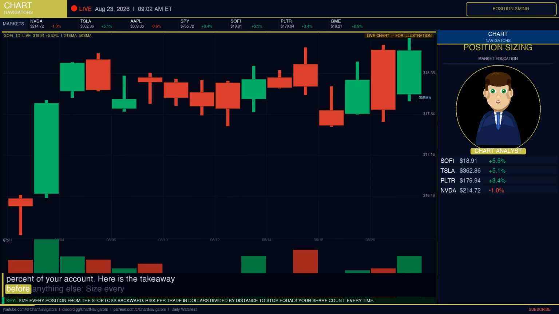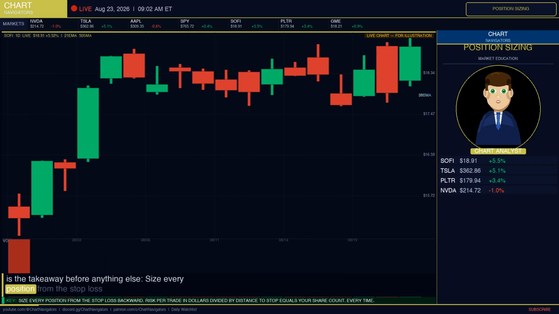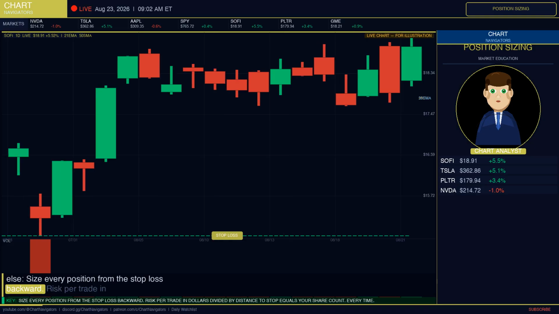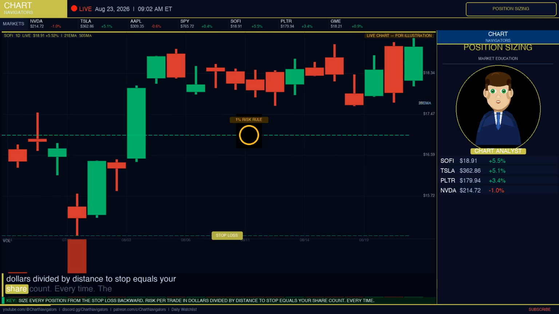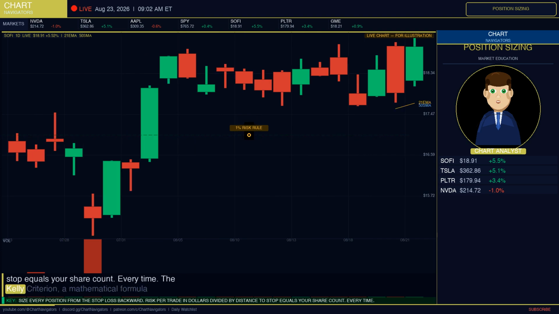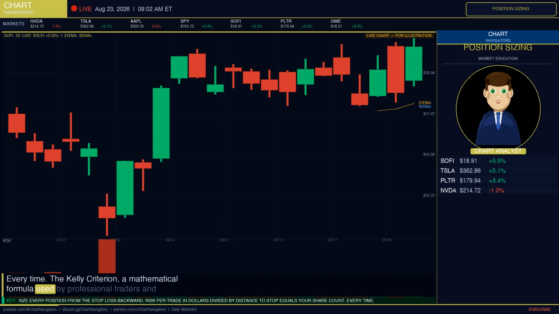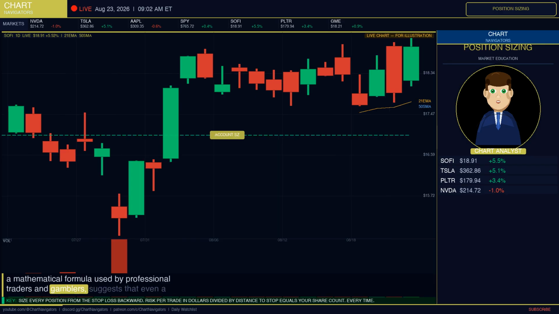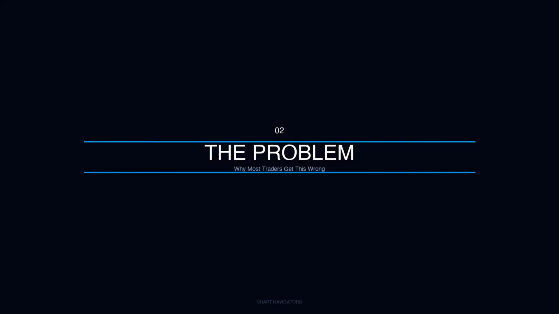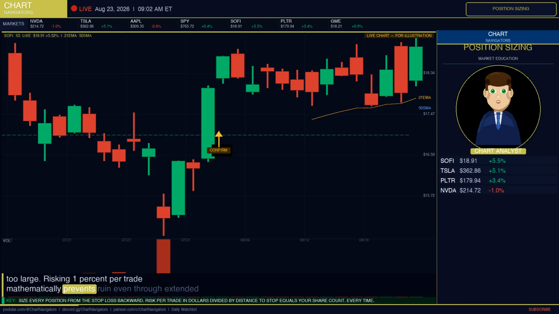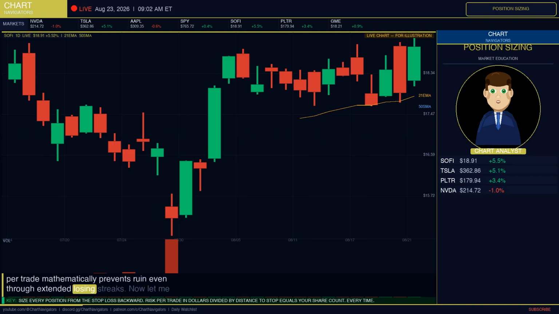Here is the takeaway before anything else. Size every position from the stop loss backward. Risk per trade in dollars divided by distance to stop equals your share count. Every time. The Kelly criterion, a mathematical formula used by professional traders and gamblers, suggests that even a winning strategy will go to zero if position sizes are too large. Risking 1% per trade mathematically prevents ruin even through extended losing streaks.